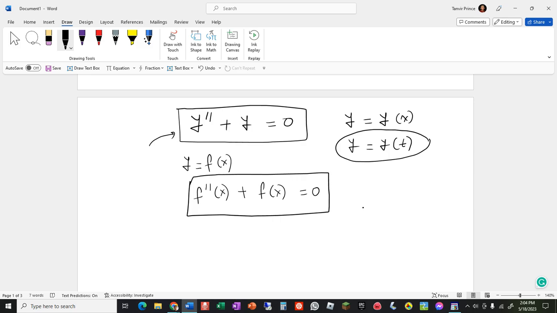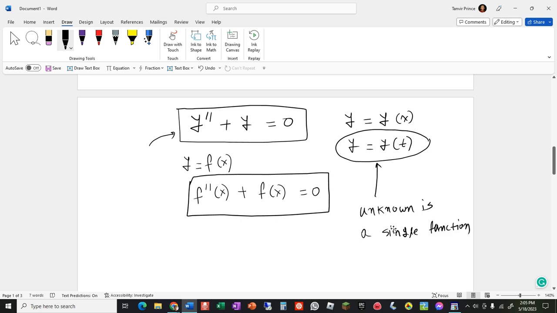So this type of differential equation is one where the unknown is a single variable function. All the functions that you used to learn in calculus 1 and calculus 2 are single variable functions: y equal to sine x, y equal to x squared, y equal to e to the x, y equal to ln x. Those are all single variable functions.